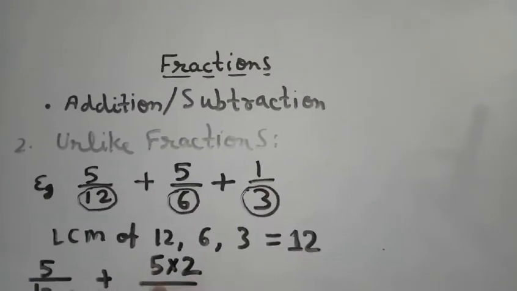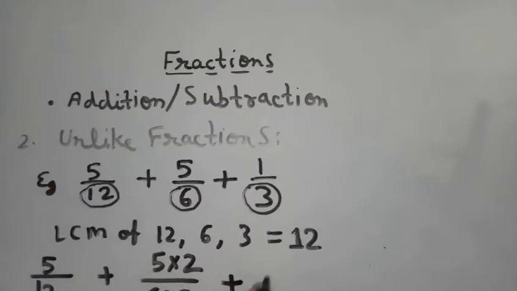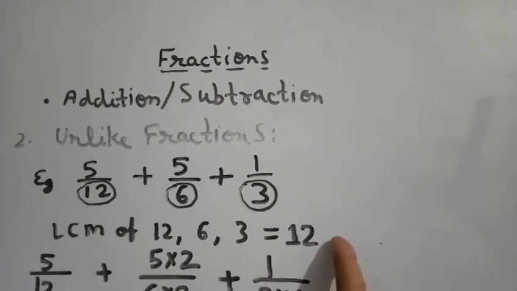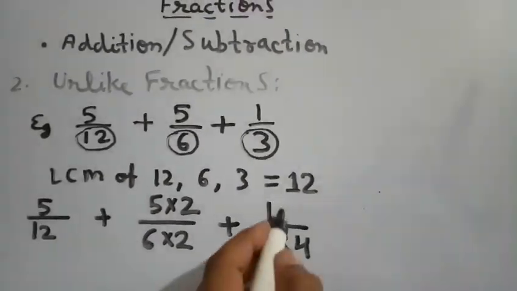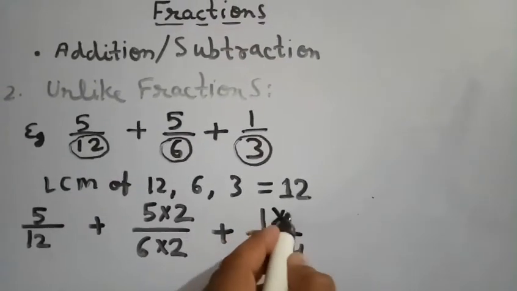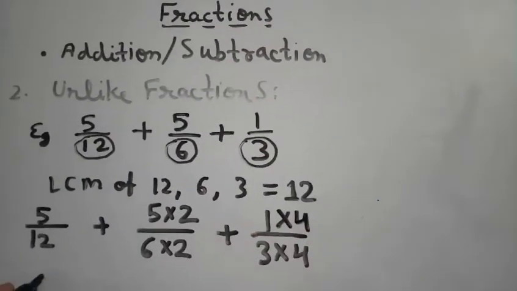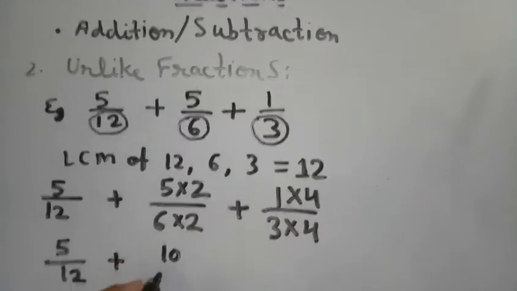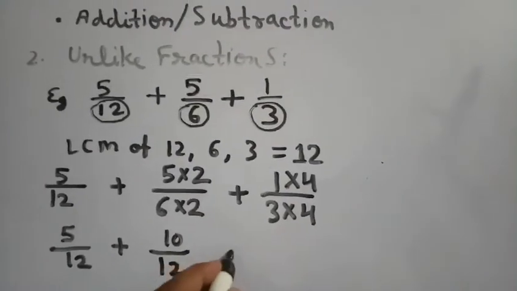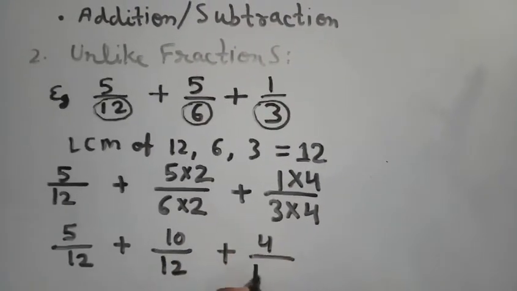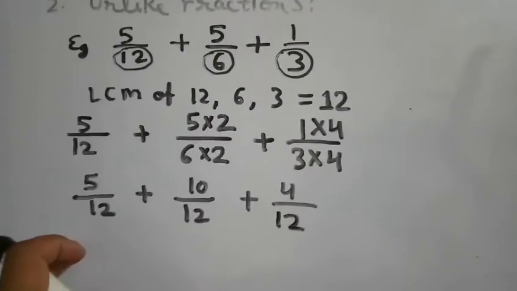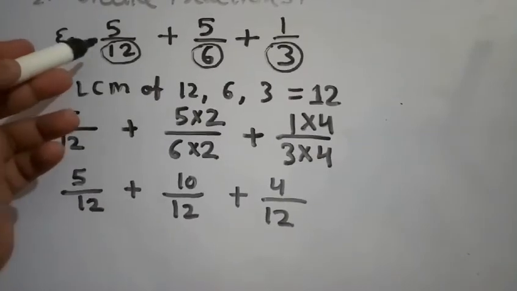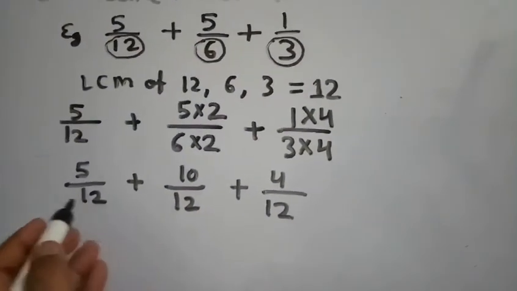This is the equivalent fraction of 5 by 6, plus 1 by 3. 3 should be multiplied by 4 to become 12, so the same number is multiplied in the numerator. 5 upon 12 plus 5 2s are 10 upon 12 plus 4 1s are 4 upon 12. Now student, this is clear. We have to convert unlike fractions into like fractions. All the denominators are the same.